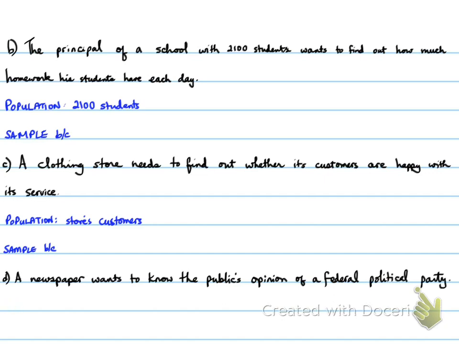If you're not sure what I mean here, a federal political party could be, if we're in Canada, the NDP, the Conservatives, or the Liberals. Or if we're in the U.S., it could be Republicans or Democrats. So basically, a newspaper wants to know the public's opinion of a federal political party. Think about it: who is the population that they're looking at? Obviously, it's the country's population. Not necessarily Canada, but in Canada it would be NDP, Conservative, or Liberal.